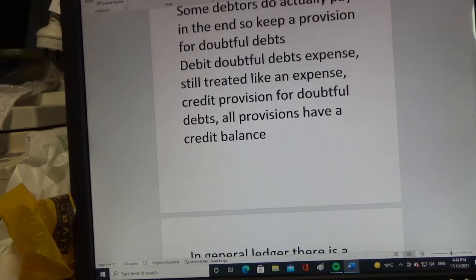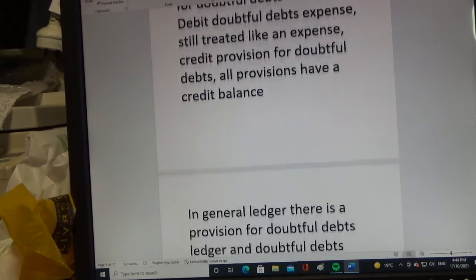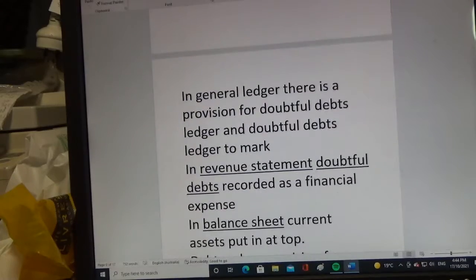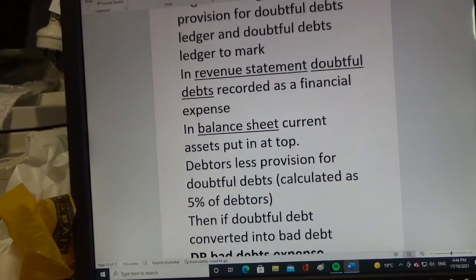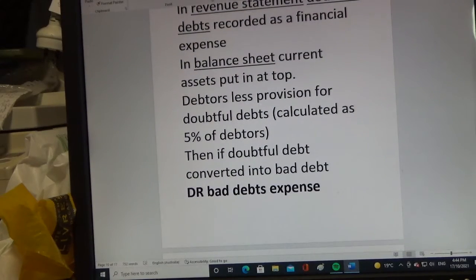And then in that case, you would reduce accounts receivable, credit accounts receivable and debit bank. That's right. In the revenue statement, doubtful debts is recorded as a financial expense. Okay. In the balance sheet, current assets are put at the top. Again, I've got a balance sheet presentation.